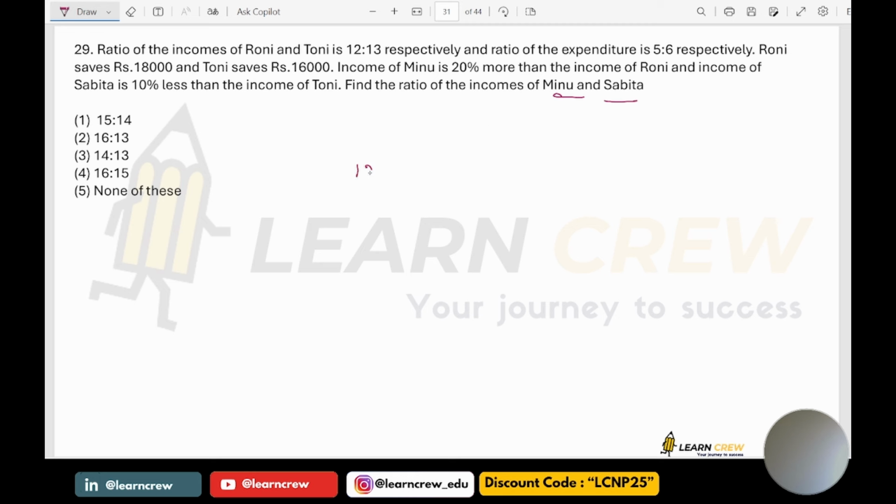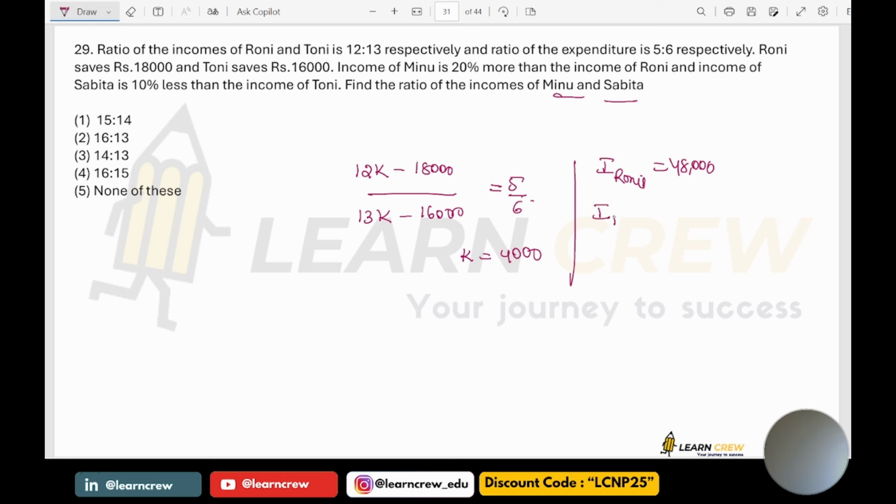So one is some 12k, the other is some 13k. 12k minus saving, 13k minus saving, ratio of expenses 5 is to 6. So if you simplify this, I will get k as some 4000, correct? K is 4000 means the income of Roni would be 12 into 4000, 48,000. The income of Tony is 13 into 4000, which is 52,000.